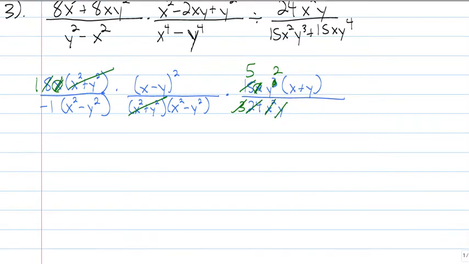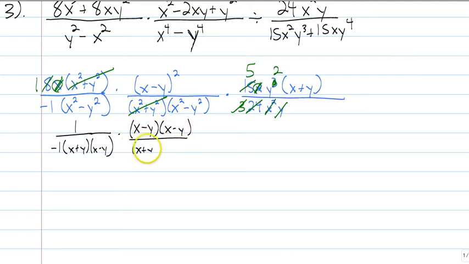Alright, I'm going to rewrite this now with the factored form of the bottom. So I have nothing on top here. I have a 1 over -1, and now I can factor this: x plus y, x minus y, times x minus y, and I'm going to rewrite this as x minus y times x minus y to see how many I have. This becomes x plus y, x minus y, times 5y squared x plus y over 1.